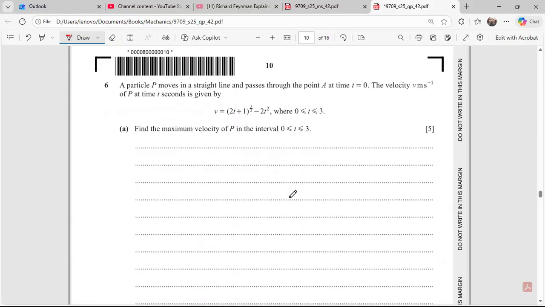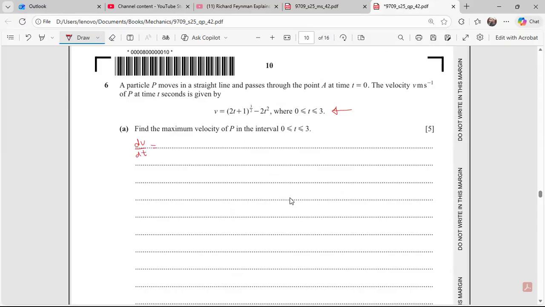So let's move on to question number 6. We are given that a particle is moving in a straight line and its distance from a fixed point as a function of time is given by this expression, and this expression is valid for the first 3 seconds. So find the maximum velocity. Remember, we can find the maximum velocity by differentiating this velocity expression and putting it equal to 0.